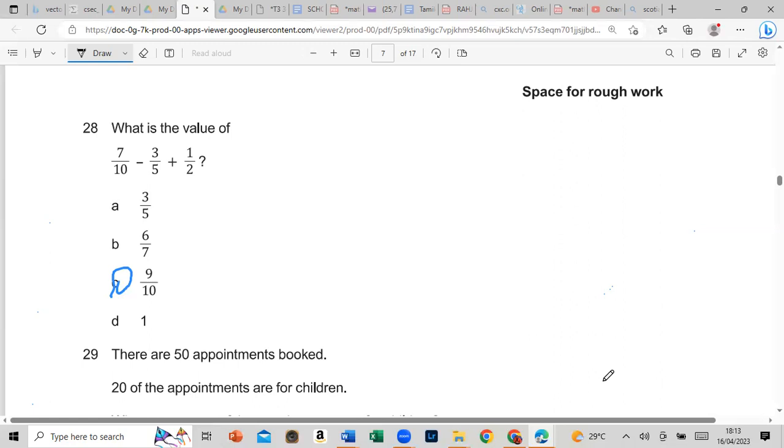Sir, A. All right, so first thing, what's the first thing we have to do? Sir, find the like denominators, the LCM. Yeah, the LCM is the lowest common multiple. We could do it in one go, right? Because it's addition and subtraction, we just have to find the LCM for all three. What's the LCM for 10, 5, and 2? 10, sir. 10. Very good.